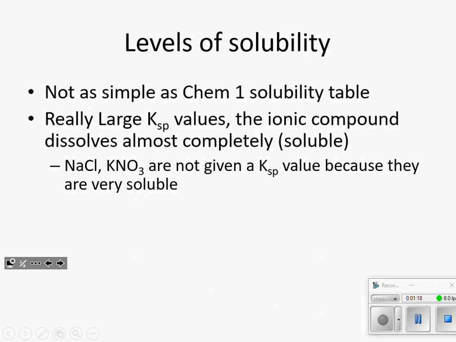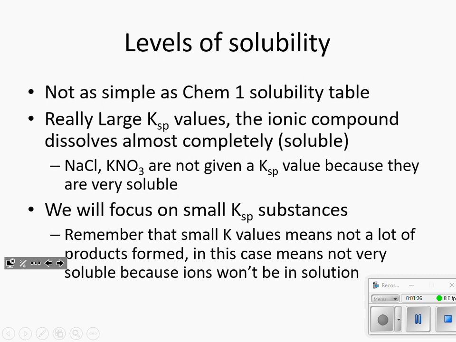Now, some ionic compounds are very soluble, like NaCl. They don't really have K values, or they're large, kind of reminiscent of a strong acid or a strong base in that sense, where we don't assign K values to things that almost completely make products. So I give you a couple examples here on the board. However, our focus here today and next class are the things with small K values.